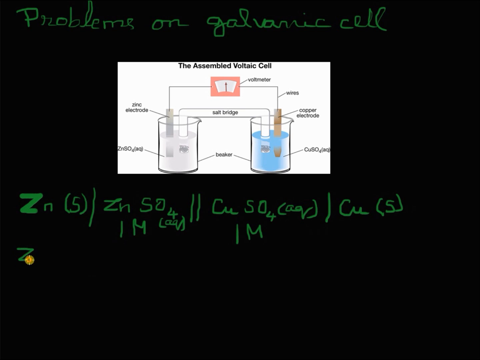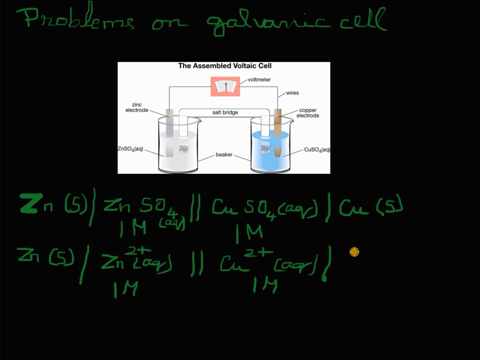There is another way of writing it: you write zinc and then instead of mentioning the salt completely, you can show the zinc ions. Zn2+ aqueous 1 molar, salt bridge, Cu2+ aqueous 1 molar, a vertical line and Cu solid. So this gives a complete representation of the galvanic cell without the diagram. Once you do this, it will be easy to write the equation for the electrode reaction. That will be the next thing.